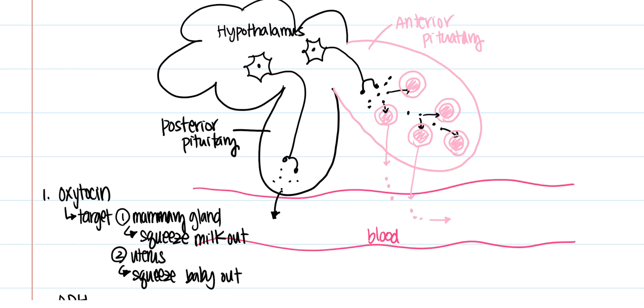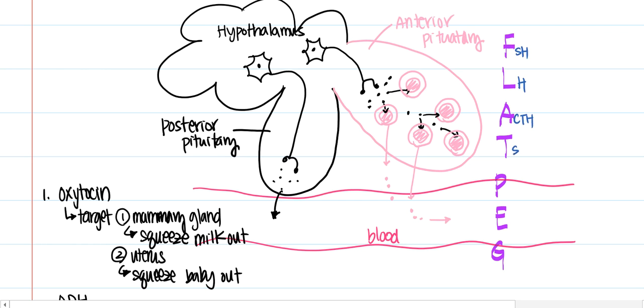Okay? So the hormones that we need to start memorizing for the anterior pituitary, I like to memorize them as FLAT PEG. Okay? FLAT PEG. This is the mnemonic. F stands for FSH, L stands for LH, ACTH, TSH, prolactin, endorphins, and growth hormone.